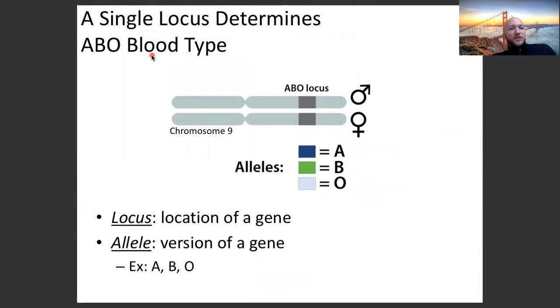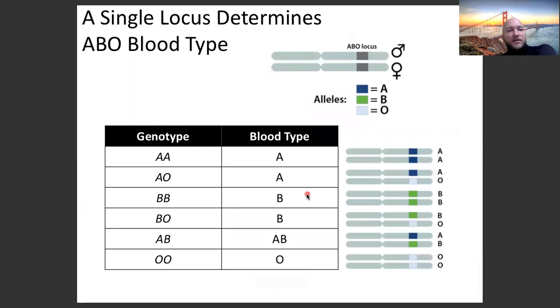So a single location determines ABO blood typing. We have this single location on chromosome 9. You have 2 copies, one from dad, one from mom. And you can have A at one or both, or none, B at one or both, or none, or O at one or both, or none. Locus is the location of a gene. Allele is a version of a gene. So we have 3 alleles, 3 versions of this gene, at a single location, right here. This is genotype, and this is phenotype, the blood type.